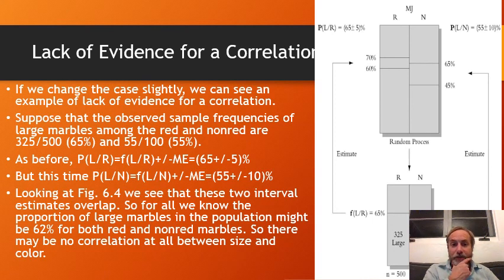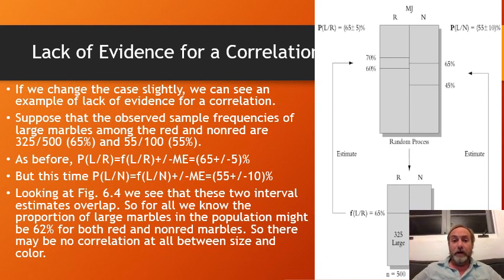Okay, now let's change the case slightly and show an example of lack of evidence for correlation. So suppose that instead, the sample frequencies that we observed of large marbles among the red and non-red were 325 out of 500 reds, right, were large, 65%. And let's say that 55 out of 100, or 55% of the non-reds were large. Okay, so the samples are the same, right, 500 and 100.